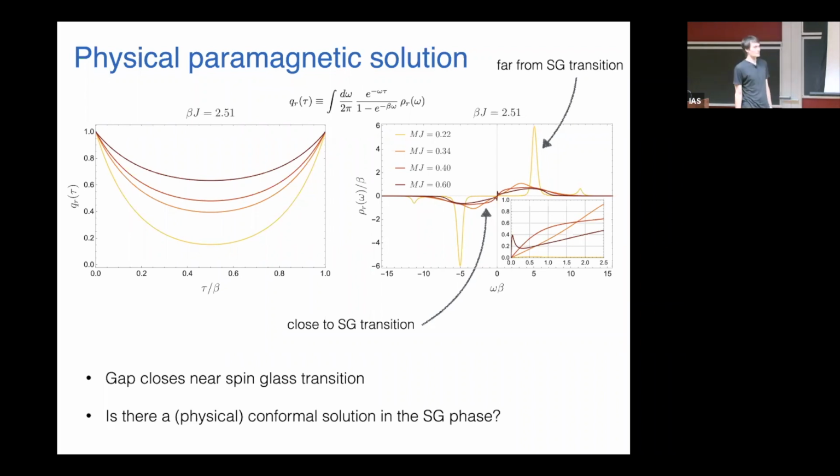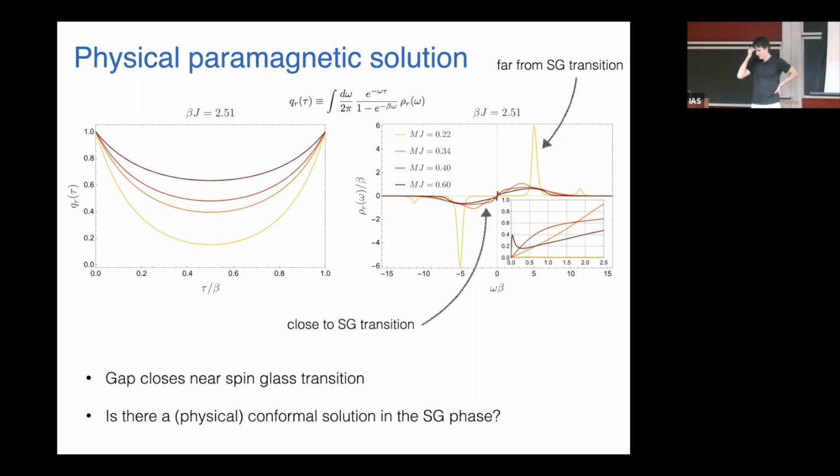We haven't quantified the gap. Somehow it's controlled by m. You can see that the gap gets smaller as you increase J, which means going closer to the transition. This dark red curve is very close to the point where you transition to the glass. So then you have this kind of picture here.